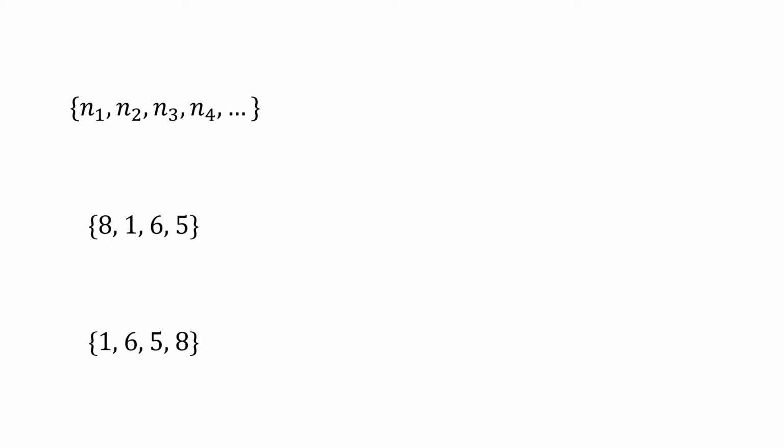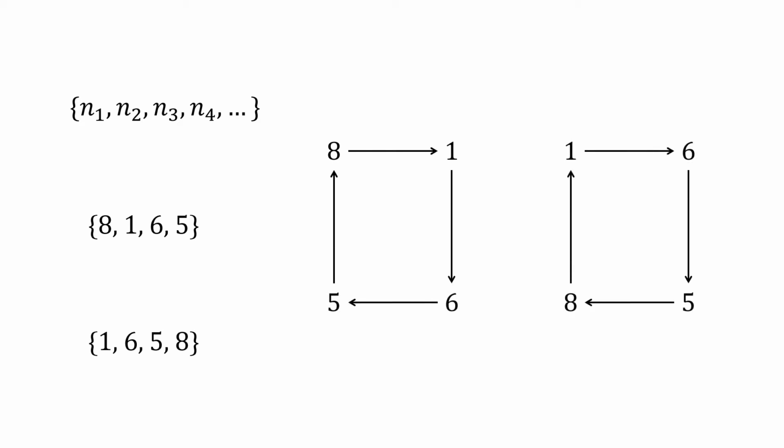8, 1, 6, 5 and 1, 6, 5, 8. These two sets are considered as identical since they have the same numbers, but they are obviously not in the same order. However, if I put these numbers in cycles, meaning that I connect them in closed shapes with arrows, then what matters is the number that comes after which other number. In both cycles shown, the numbers cycle around between 1, 6, 5 and 8. Therefore, they are the same.